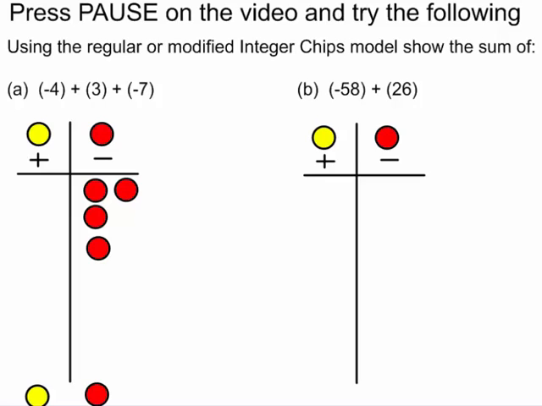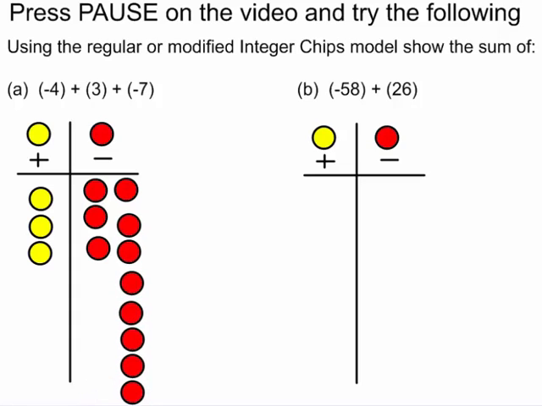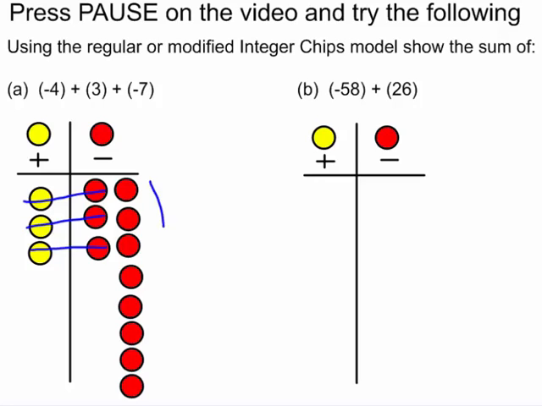Okay, welcome back. So the first one here I'm going to use an integer chip model for because the numbers are a little smaller, and I feel confident that I can do that relatively quickly. So I'm going to start with -4. So you can see that that's already on my table. The next part says add 3 positive chips. So I'm going to drag up 3 positive chips that I already had locked together. And then the final piece is add 7 negative chips. So if I bring up 7 negative chips just like that, I can see what zeroes out. So this positive and this negative will cancel, cancel, and cancel. And then I just have to count up this amount. And if I count that up, I should find I have -8 chips.